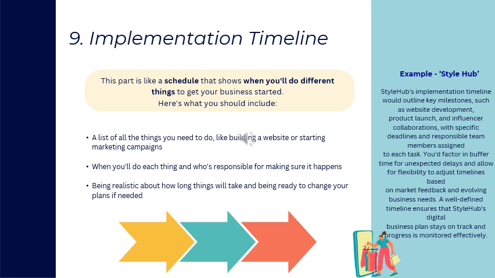The Style Hub example. Style Hub's implementation timeline would outline key milestones, such as website development, product launch, and influencer collaboration, with specific deadlines and responsible team members assigned to each task. You'd factor in buffer time for unexpected delays and allow for flexibility to adjust timelines based on market feedback and evolving business needs. A well-defined timeline ensures that Style Hub's digital business plan stays on track and progress is monitored effectively.